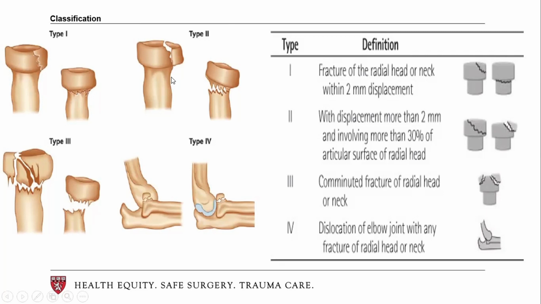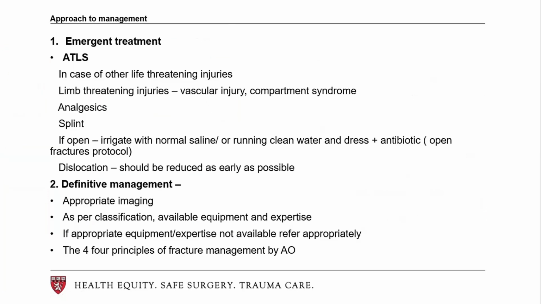Type 2 is a fracture that is more than 2 millimeters displaced, and there's involvement of more than 30% of the radial head. A type 3 fracture is a comminuted fracture of the radial head and neck, and a type 4 fracture is a radial head or neck fracture associated with a dislocation.